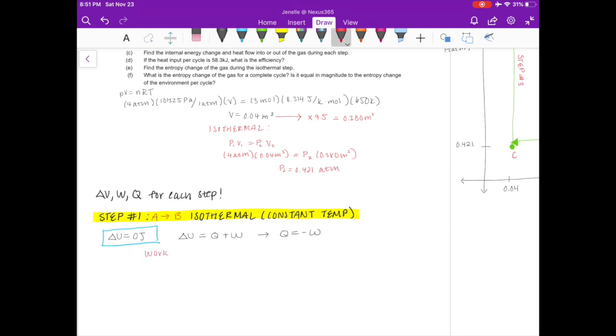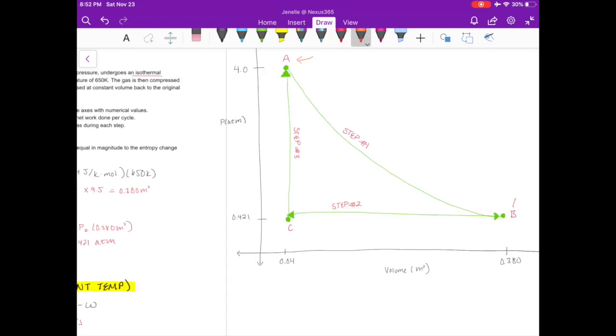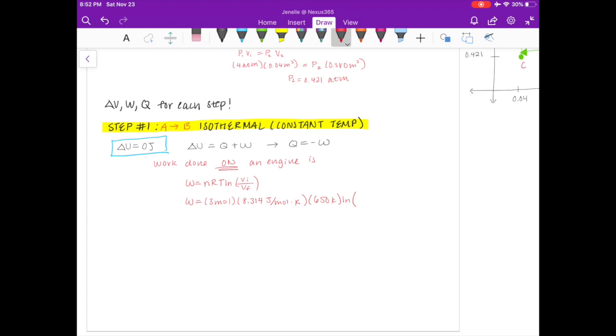As shown on your formula sheet, the work done on an engine or on a system for an isothermal system is defined by nRT multiplied by the natural log of initial volume over final volume. We know that there are 3 moles of gas. We also know that the temperature is 650 Kelvin. We know that the gas expands in this step from 0.4 meters cubed to 0.38 meters cubed. Knowing this, we know that the work done on the system is negative 36.5 kilojoules.